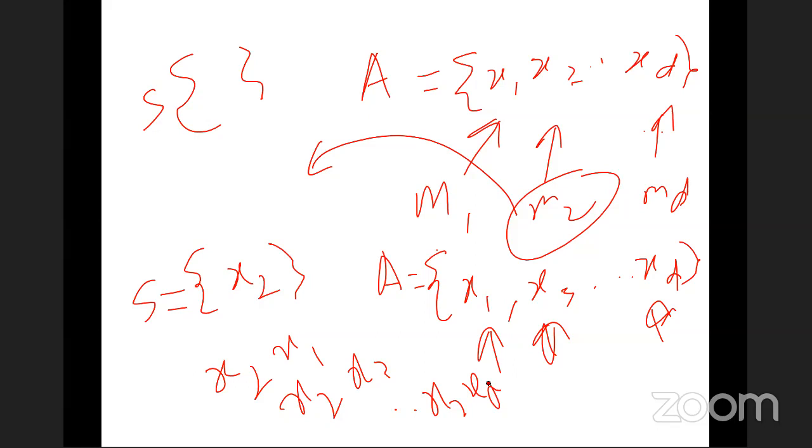So how many total tests do you have to do? In the first case you have to do d tests, in the next case you have to do d minus 1 tests, in the next case d minus 2 tests, and so on. So it is d times d minus 1 by 2, right? So basically all these tests you have to do.